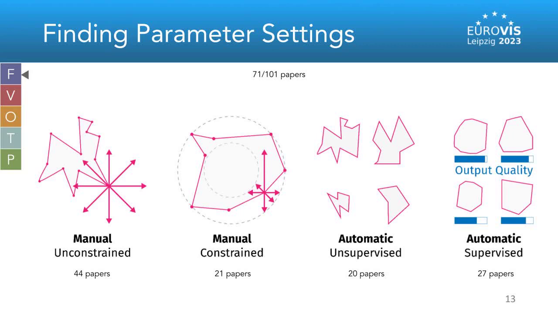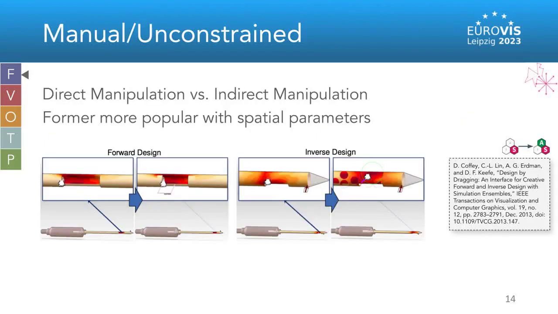Automated approaches sample the parameter space and consider output quality or not. In the manual unconstrained case, we can further distinguish between direct and indirect manipulation interactions. The former was more common with spatial parameters, presumably because it's easy to find intuitive visualizations and interactions. Conversely, indirect manipulation was more common with abstract parameter spaces. A good example for direct manipulation is by Coffey et al., where the parameter is a biopsy device, which is configured by drag and drop on its components.